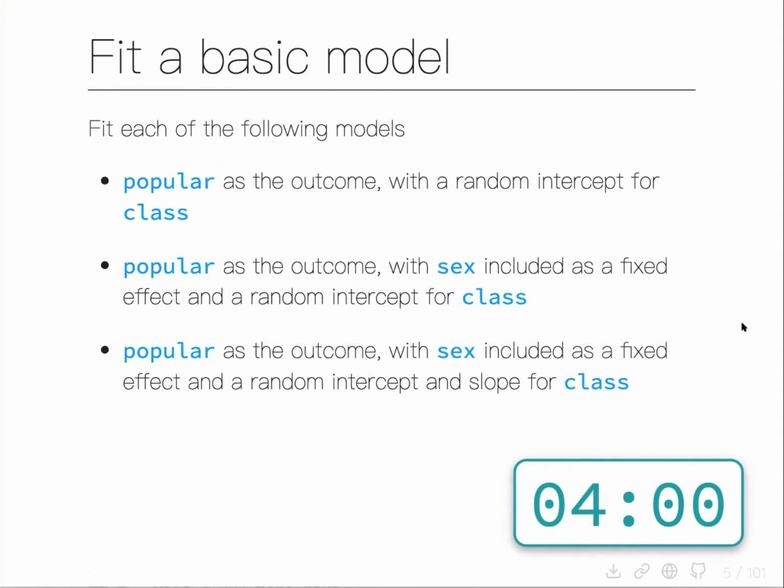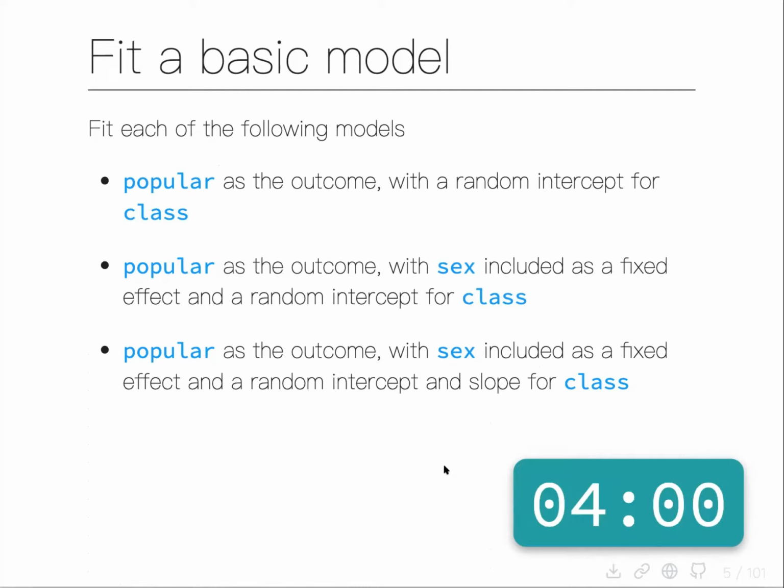Okay. Now I'm going to ask you to fit some basic models. So fit each of the following models: popular as the outcome with a random intercept for class; popular as the outcome with sex included as a fixed effect and a random intercept for class; and then popular as the outcome with sex included as a fixed effect and a random intercept and slope for class. Okay, so go ahead and try that. If you get all of those done, go ahead and give me a thumbs up. If I see thumbs up from everybody and we still have time left, then I will move on if we need less than 4 minutes.